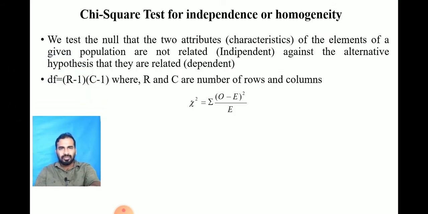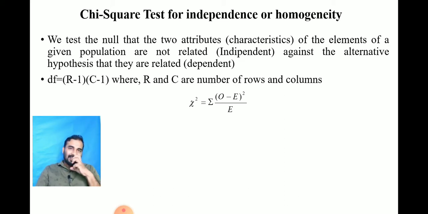Now the next use is to test for independence or homogeneity. What is independence or homogeneity? In this, we are testing whether two attributes or characteristics of the elements of a given population are related or not related. There are two qualitative data, and we ask whether they are dependent or independent. That's why it is known as the test of independence. The chi-square test can be used to test the independence of two qualitative attributes.